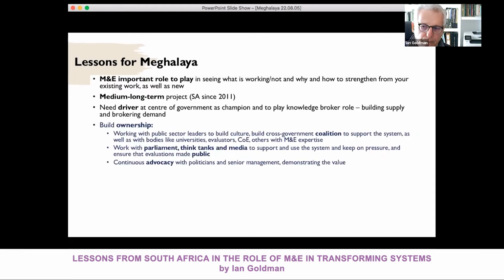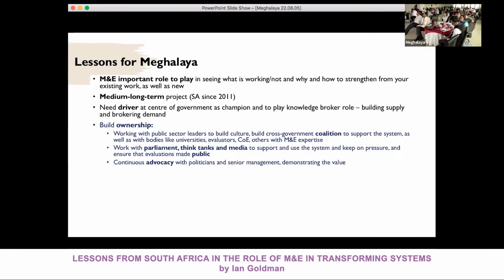It's also very important to build ownership. You don't want to do your monitoring and evaluation as an external body that people resist, which is what happens with audit. The audit process is seen as punitive and people really hate it. So we need to work with public sector leaders to build the culture. I talked about that course that we were doing with the top 3 levels of government. You need to build a cross-government coalition to support the monitoring and evaluation system.